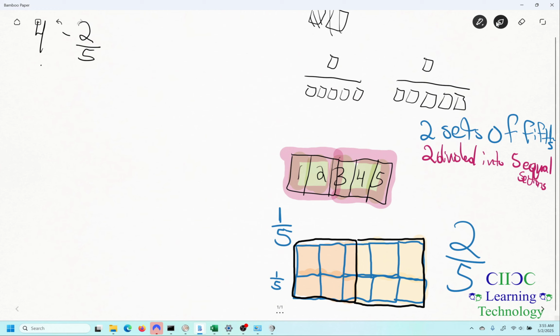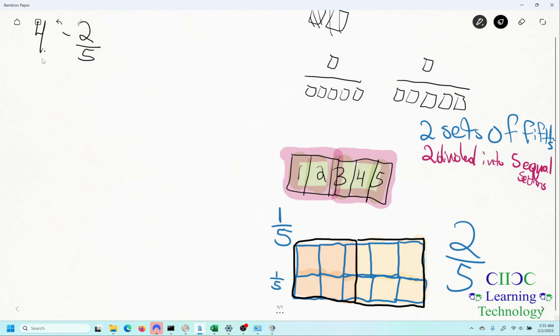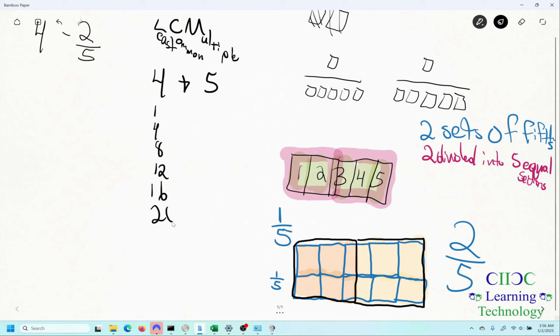We need to rewrite 4 as a fraction, particularly something that is over 5. So we're looking at the least common multiple between 4 and 5. 4, 8, 12, 16, 20; 5, 10, 15, 20. We had to do it 4 hops.